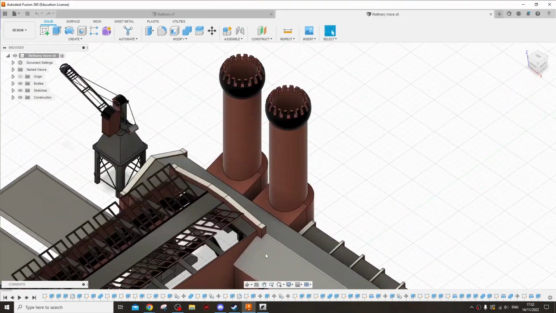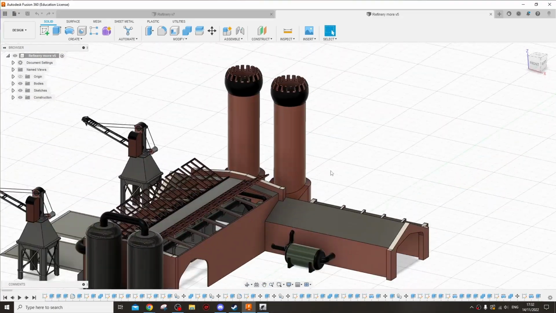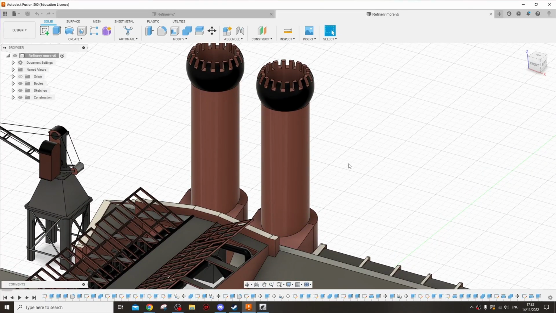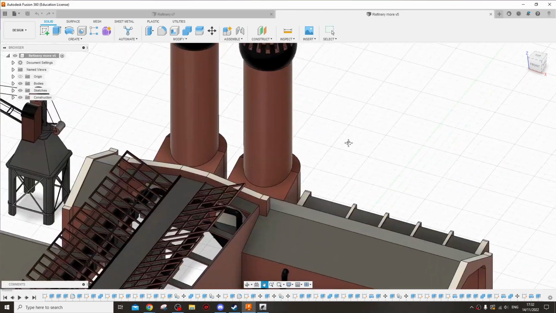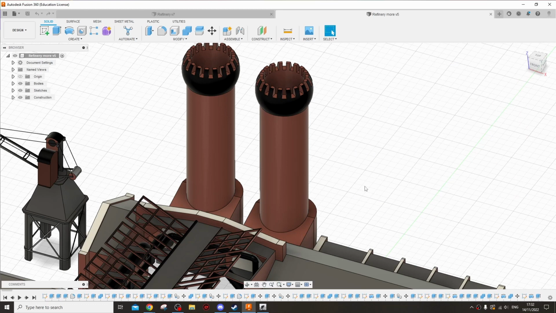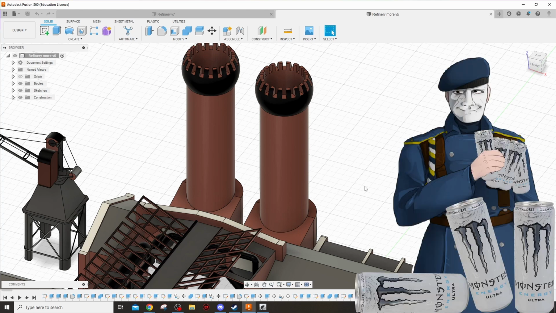And then at the very bottom here, I have these massive, now I can't remember the word for it. Chimneys. It's a chimney. I am dumb. These massive chimneys. And you might look at these and think, Argy, what kind of drug substance have you been drinking? And I assure you, it's only energy drink. I've been drinking Monsters heavily. And it might have influenced my judgment.